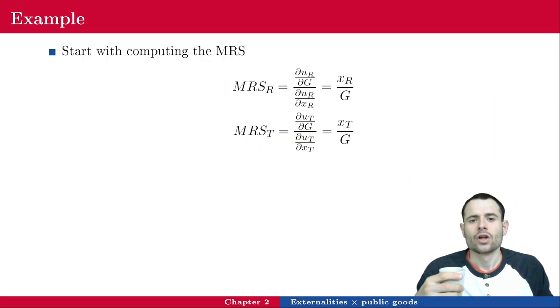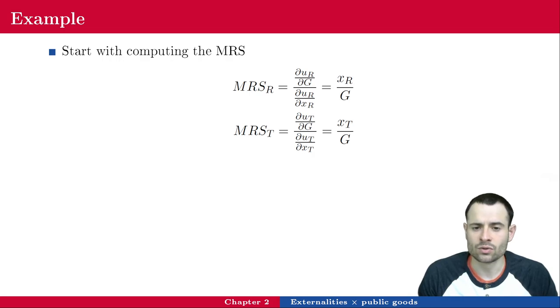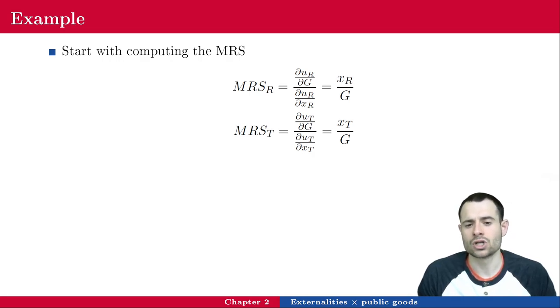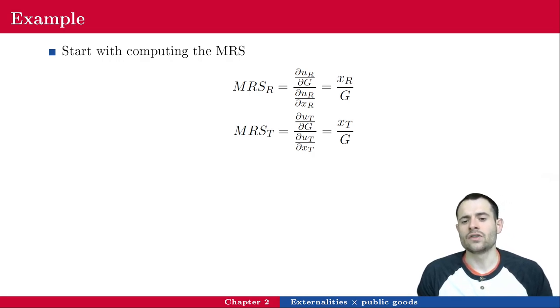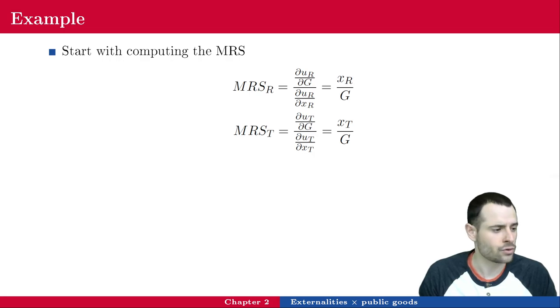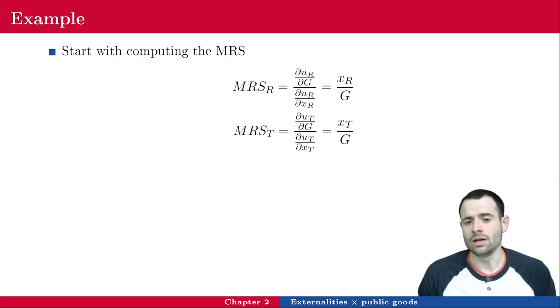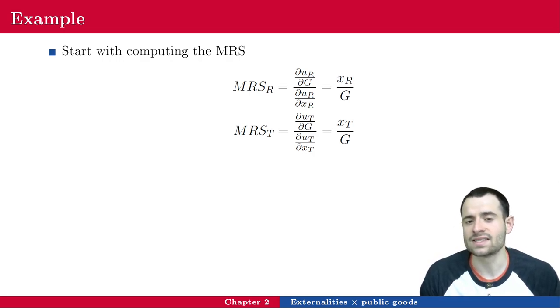So, the Samuelson rule says, compute the marginal rate of substitution. Remember, the marginal rate of substitution is the ratio of marginal utilities. Here, I took the marginal utility with respect to the public good first, and then divided by the marginal utility with respect to the private good. If you just do the math on your own, which I suggest you do, it's good practice. For Rosia, you get XR over G. And for Tom, you get XT over G.